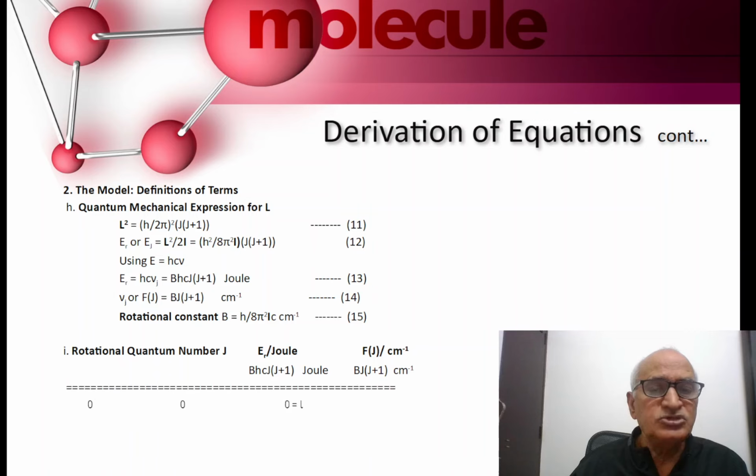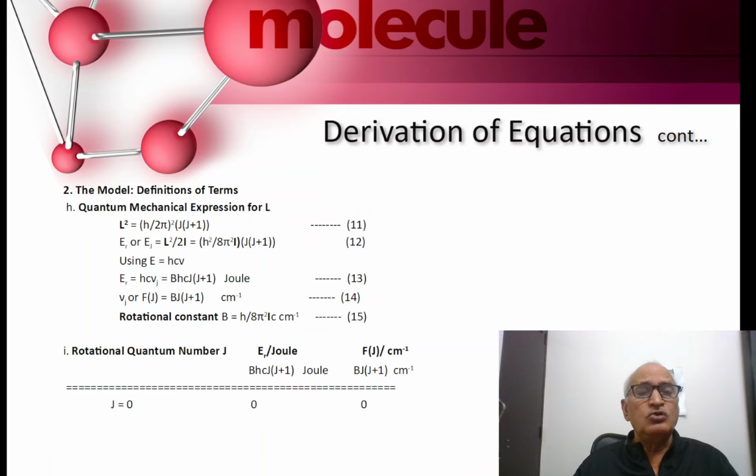When J is 0, that is the zeroth rotational quantum level, energy is 0. These molecules in the lowermost rotational quantum level don't possess any rotational energy. When we study molecular vibrations, there we will find a difference. Here J equal to 0 means no energy of rotation. There, when we talk of the zeroth vibrational quantum number, the molecule will have some energy known as zero point energy. So note this is a very important difference between the two.